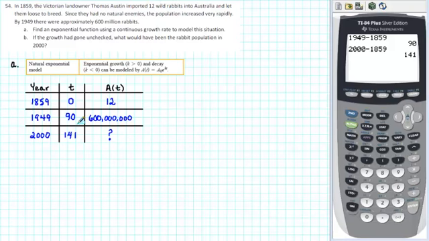To find our exponential function, we'll need to determine the values of a₀ and k. Well, we can see from our table that a₀ is equal to 12. We'll need to figure out the value of k. And the way that we can do that is by substituting the ordered pair (90, 600 million) into the formula.